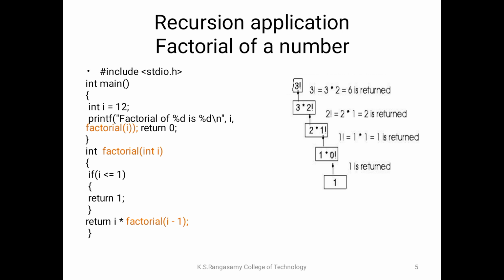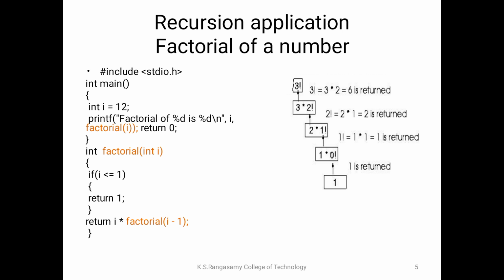It will check whether i is less than 1. No, 12 is not less than 1. So it will go for return of i star factorial of i minus 1. So here 12 into factorial of i minus 1, that is 11. So again the factorial of 11 will be called. In this way it will go on iteratively until the i value is less than 1.